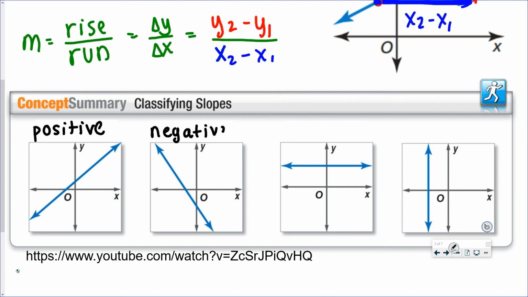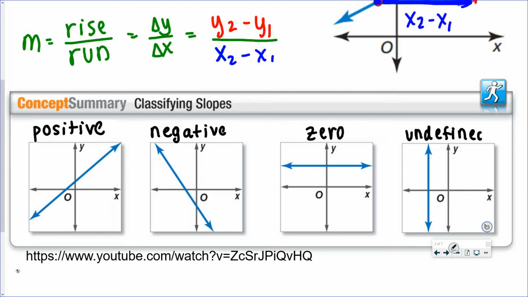All right, and then we kind of have those 2 weird case scenarios. If we have a horizontal line and if we have a vertical line. Do you guys remember what horizontal lines have slopes of? 0. Yep. What about vertical lines? Undefined. Nice, Tyson.